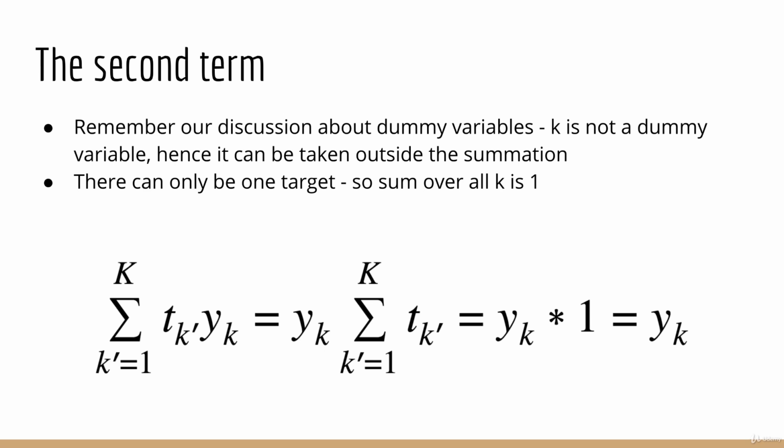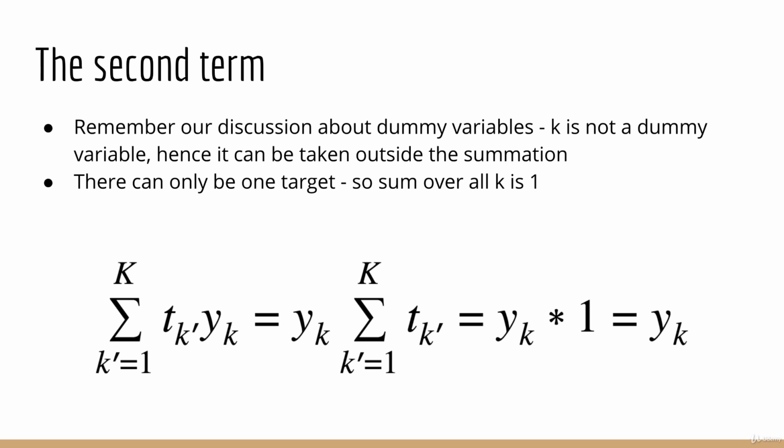Next, let's look at the second term. Remember what I said earlier about dummy variables. Only dummy variables must exist inside the summation. Luckily, k prime is the dummy variable, and k is not. So in fact, y of k can be brought outside the summation.